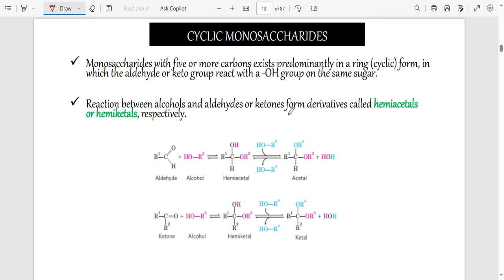So monosaccharides can also exist in cyclic form. Okay, they can exist in cyclic form. So what really happens is that the anomeric carbon, as I said, the carbon that contains the functional group, will react with the second from last carbon. Let's say this is the carbon which contains the functional group.